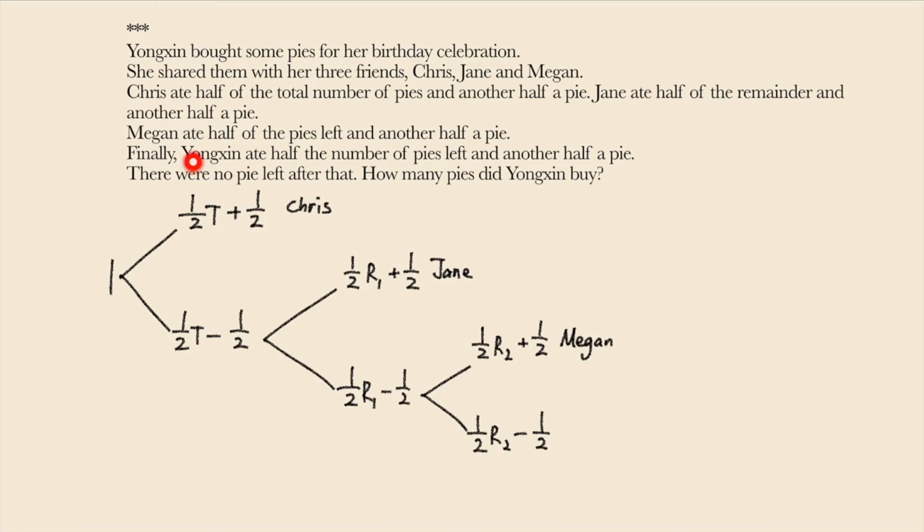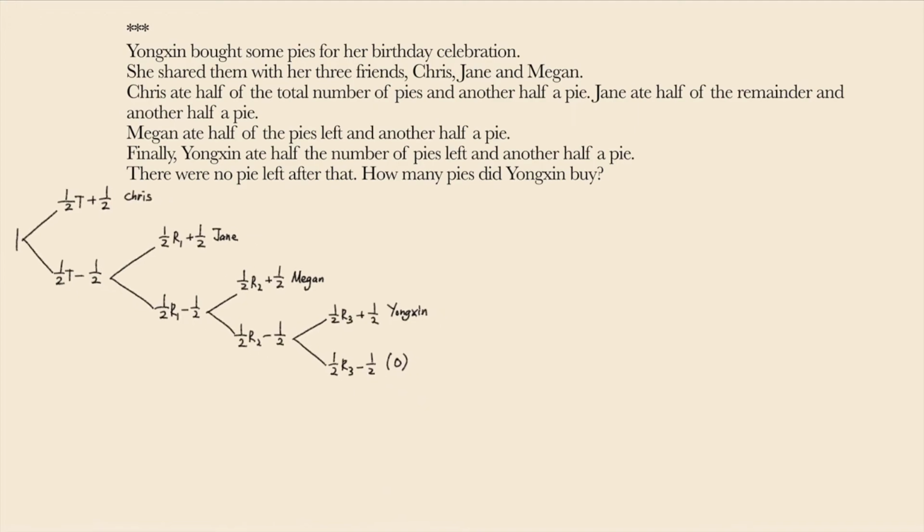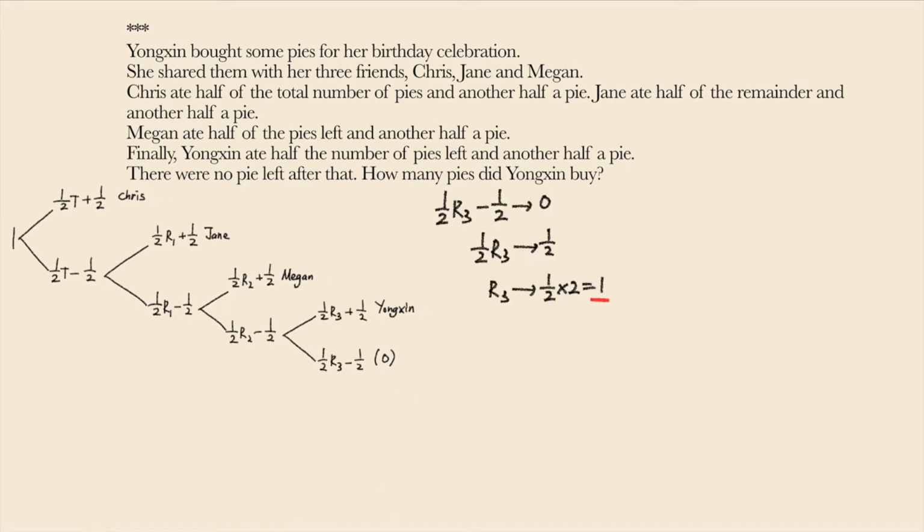Next, finally, Yongxing ate half and another half, which means the remainder is half R3 minus half. There were no pies left after that. This is going to be a 0. Okay. What this means is we can form an equation. So half R3 minus half is equal to 0, which means we can push negative half over, giving us a half. So we can find R3, which is half times 2, which is 1.